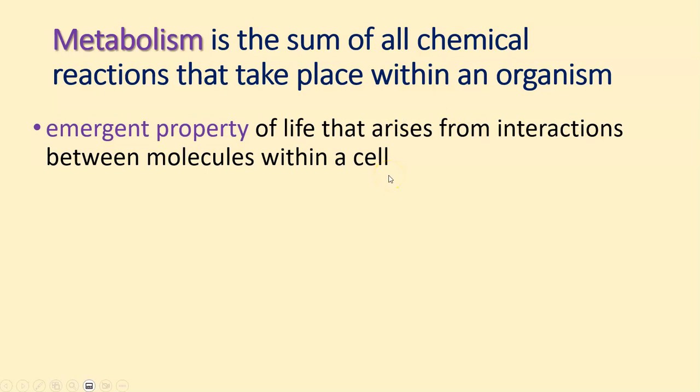Metabolism is the sum of all chemical reactions that take place within an organism. And this is an example of an emergent property of life. If you recall from our first chapter, we learned that emergent properties are new properties that emerge because of interactions among different levels of organization. And it's also the idea that as we go from the simpler to the more complex levels of organization, these new properties arise.